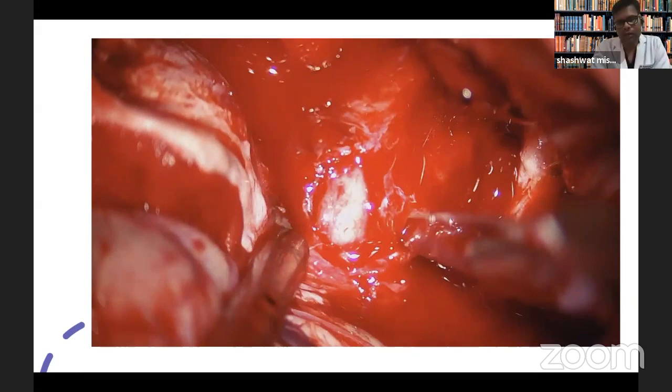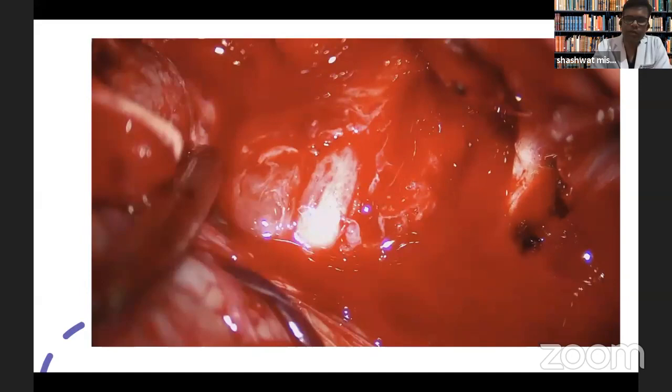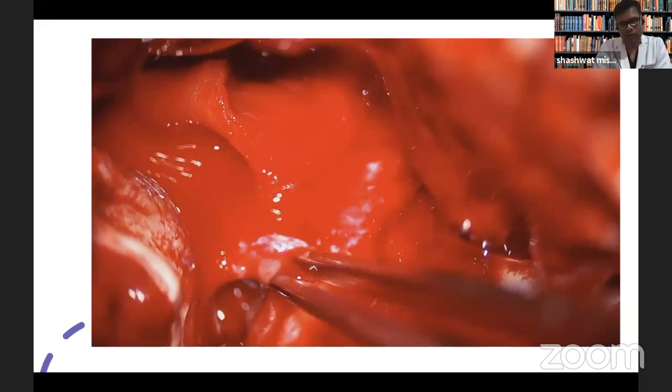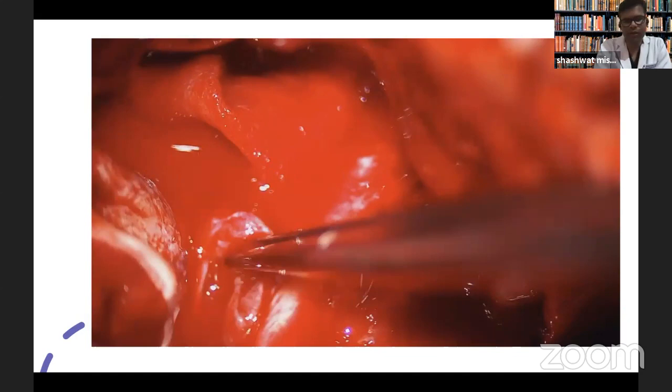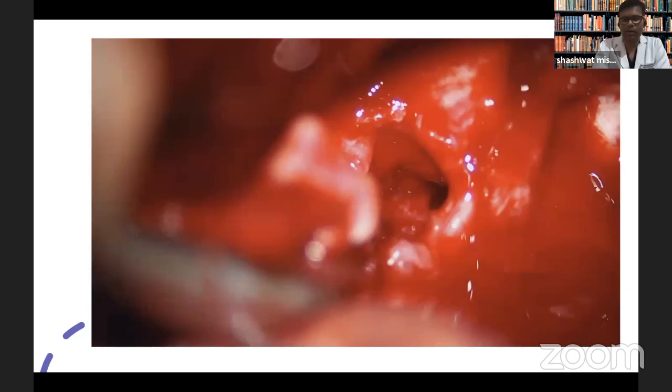And I could finally locate it, but still mobilizing it was a tough task. I was then looking for the fourth nerve there and trying to create a window there. All in all, I was very reluctant here. I was not very confident of the course of the various nerves along the lateral wall of the cavernous sinus. So that led to a lot of reluctance on my part to chase the tumor.